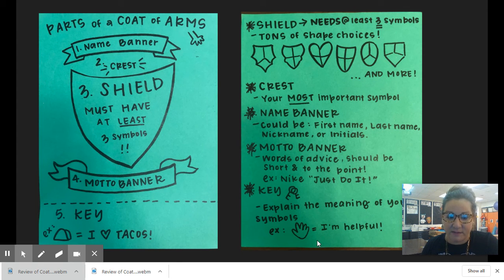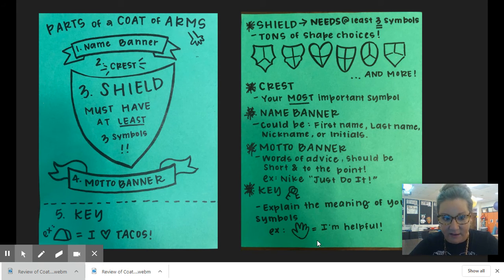Your coat of arms needs to have these 5 things as a part of its design. You can have more for sure, but you have to have at least these 5 things. This week in your sketchbook, we're still staying in our sketchbook for one more week to give you some practice. You're going to draw out your practice coat of arms with all of the 5 pieces.